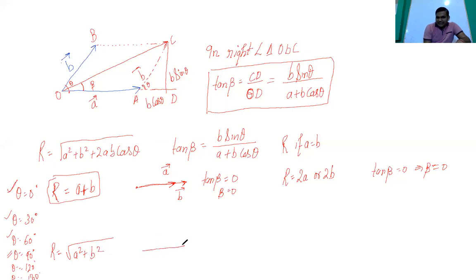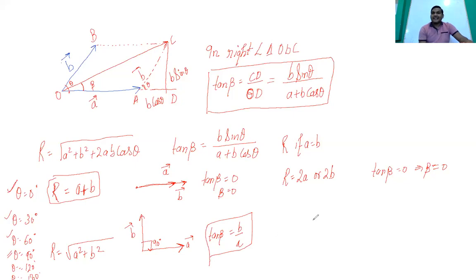This is the case like this: the A vector is there and this is your B vector. You can see these are making an angle of 90 degree. And tan beta, you can write from here: B sin 90 upon A plus B cos 90, which is 1, so B upon A. This will be your B by A.